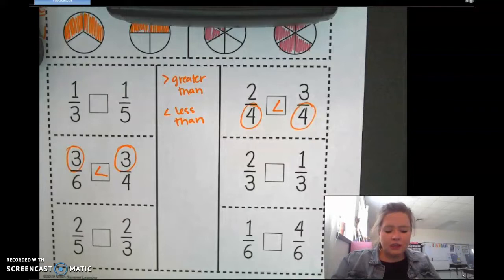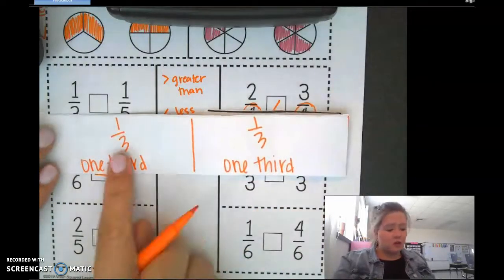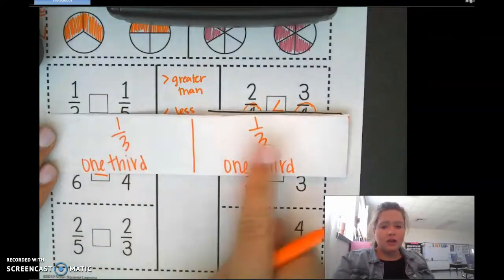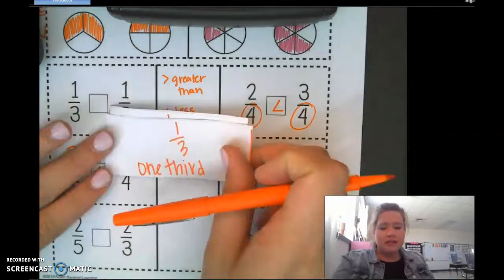All right, I want you to show me 2/3. Great job. And now I want you to show me 1/3. Great job. So for 2/3, you showed me this, which is 1/3 and 1/3. So 1, 2. And for 1/3, you showed me just this. All right.